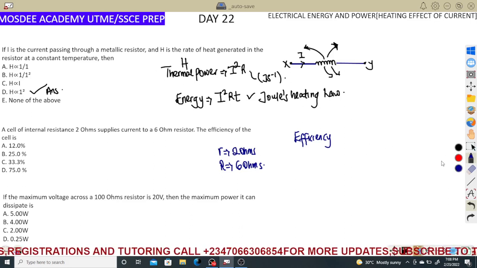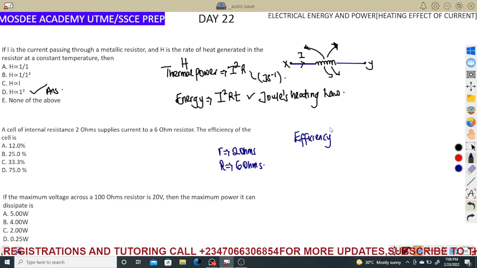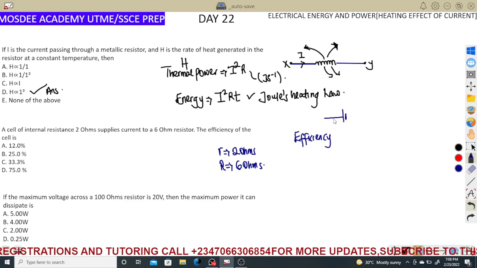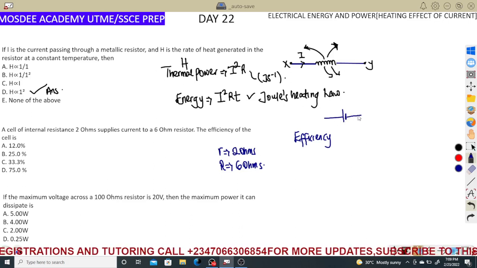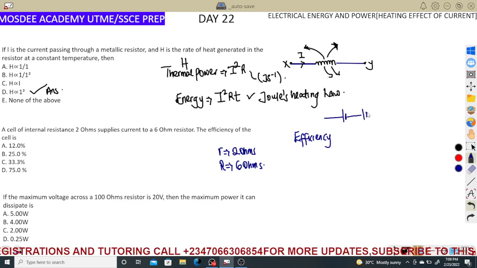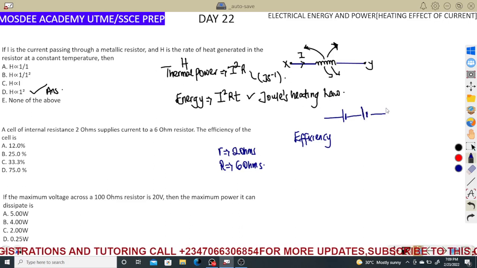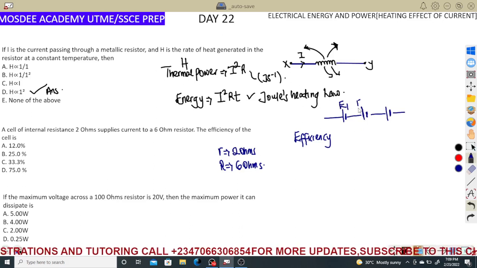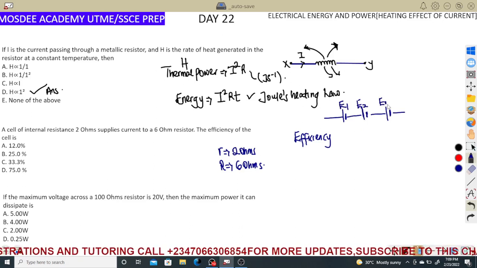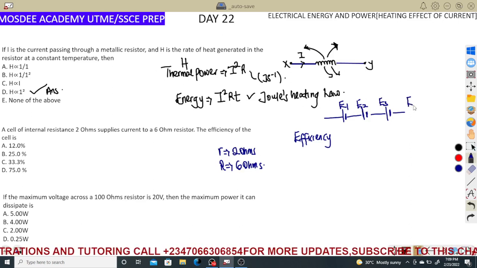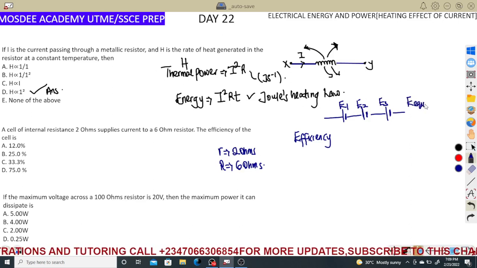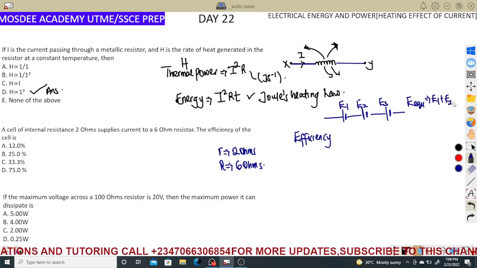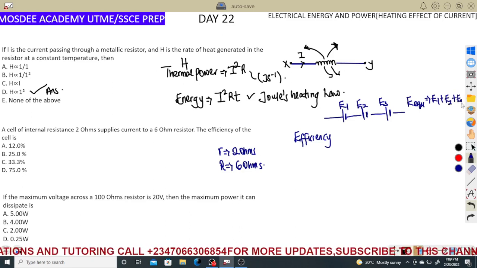Now, efficiency of a cell, for those that are just joining, for understanding's sake, diagram not drawn to scale. Batteries are always arranged in the form of positive, negative, like this. So this is a cell which we call a battery. If this is cell 1, cell 2, cell 3, we say equivalent cell, E equivalent. You can see the series arrangement is E1 plus E2 plus E3. It's so simple.